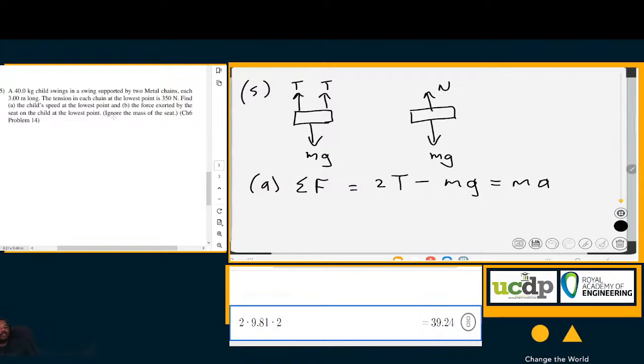But in this case, since it is in an arc, how do we know that this is in an arc? Because it's a swing, so it's part of a circle. So circular motion, and the acceleration due to circular motion is v squared over r. So we can write it like that.